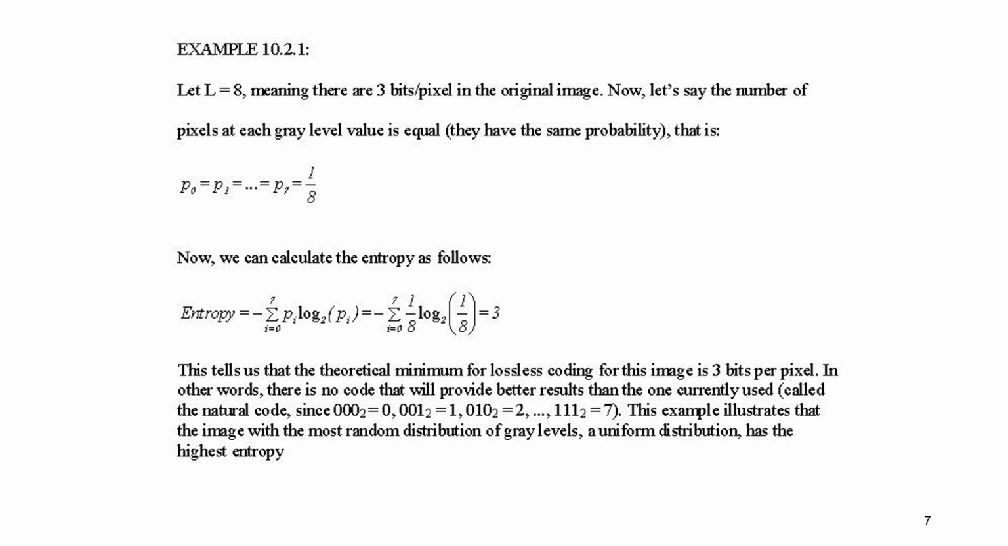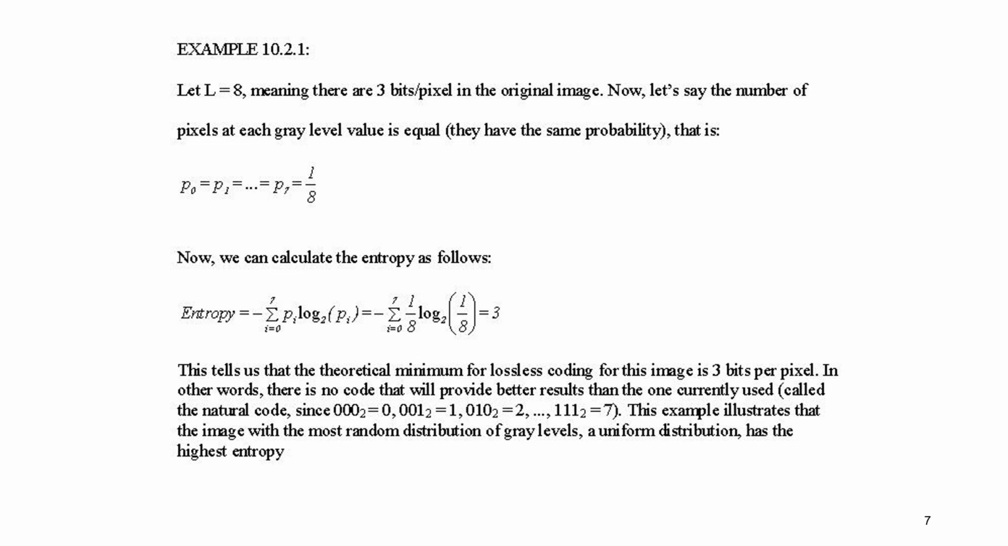Now we can calculate the entropy as entropy is equal to summation i is equal to 0 to L of Pi log base 2 Pi. That is 1 by 8 log base 2 of 1 by 8 is equal to 3. This tells us that the theoretical minimum for lossless coding for this image is 3 bits per pixel. In other words, there is no code that will provide better results than the one currently used. That is called natural code.